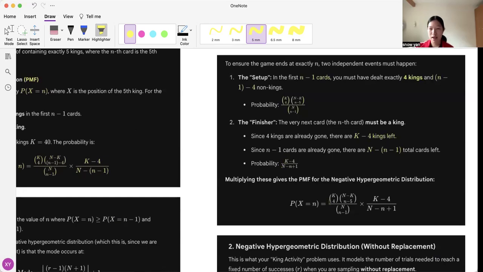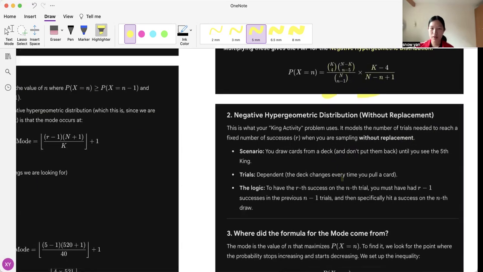So that's why we have this thing first here that we just got in the first part, and then we times it by the last card that makes it the king, the probability of that happening. And then this is basically the PMF of our negative hypergeometric distribution. Right, so this is basically what it means. Going to go into a bit more detail. This is basically sampling a fixed number of successes without replacement. And then we want to just find that. And then trials are dependent.